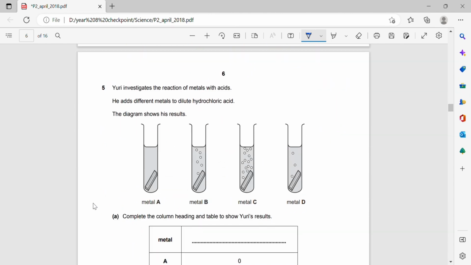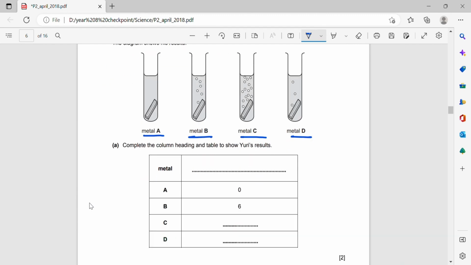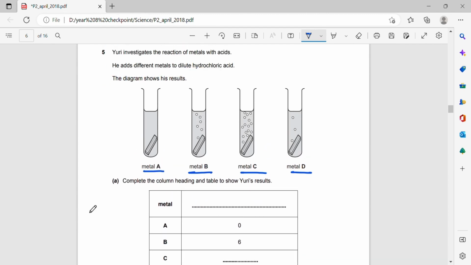Next question. Yuri investigates the reaction of metals with acids. He adds different metals to dilute hydrochloric acid. The diagram shows his results. We have here metals A, B, C, and D. Complete the column heading and table to show Yuri's results.